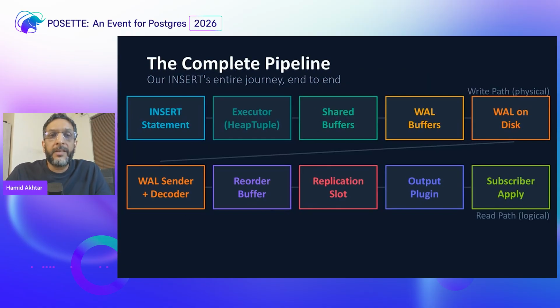So the complete set of stops that we have are insert statements, the executor, which creates the heap tuple, the shared buffer, which is the table in memory, essentially, or part of that in memory, the WAL buffers, the WAL on disk, the WAL sender that performs the decoder process or initiates it, the reorder buffer, which organizes your commit and all the changes in a set, the replication slot, which ensures that the data that is required by the subscriber is not lost on the publisher. The output plugin sends out the changes to the subscriber, and the apply on the subscriber applies those changes.